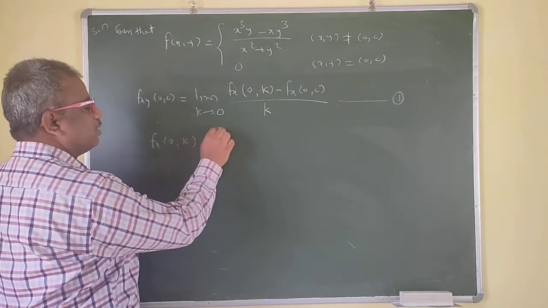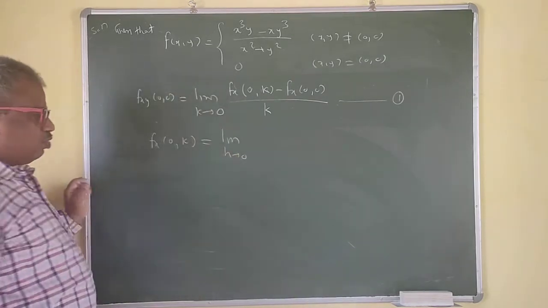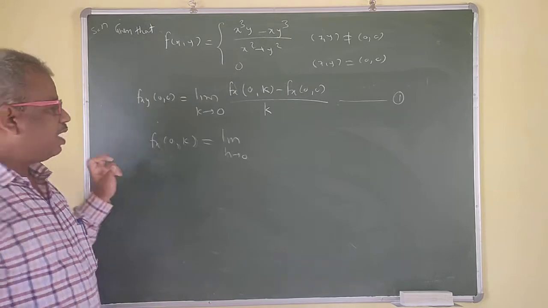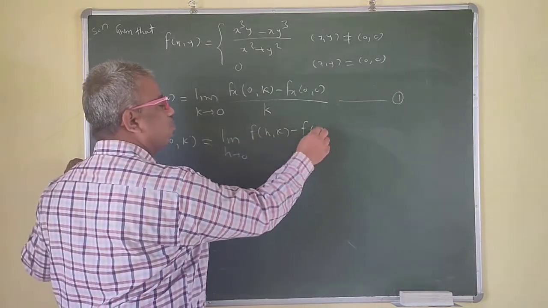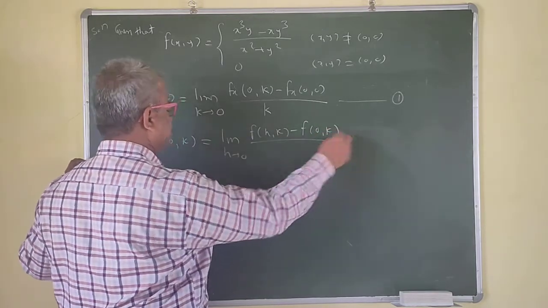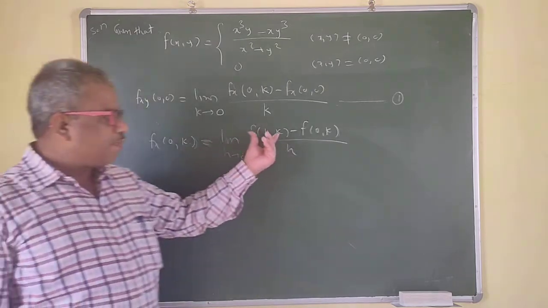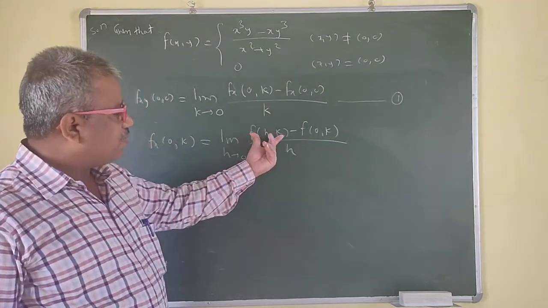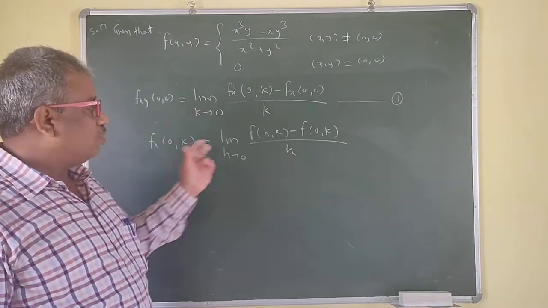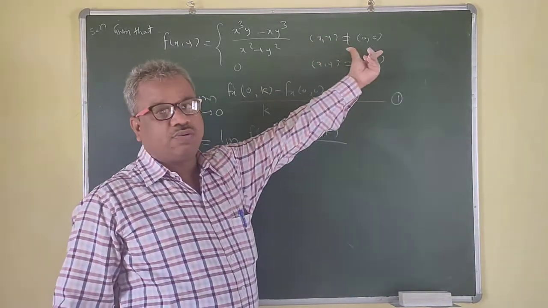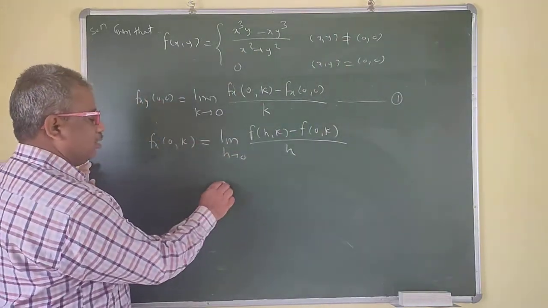So we are differentiating with respect to x now. We'll take h not equal to 0, and we have to increase the x coordinate by h. So this is [f(h,k) - f(0,k)] upon h. This is your formula. So we put f(h,k) and f(0,k). For f(h,k), (h,k) tends to 0 with k not equal to 0 and h not equal to 0, that means (x,y) is not equal to (0,0). Here we will put x equal to h and y equal to k.